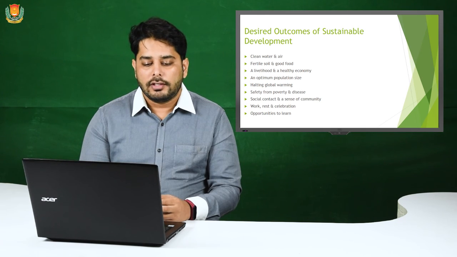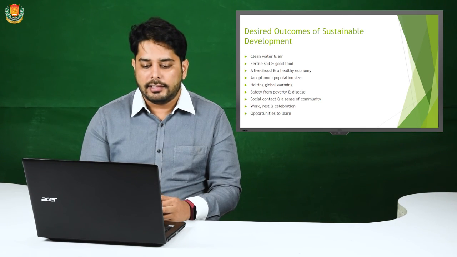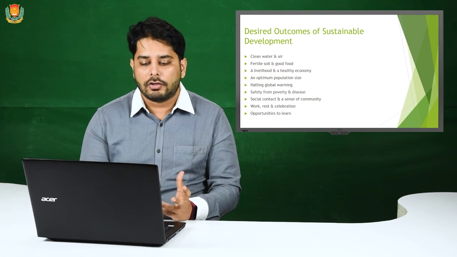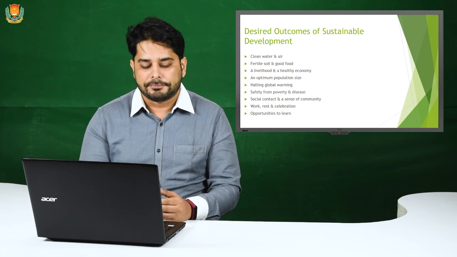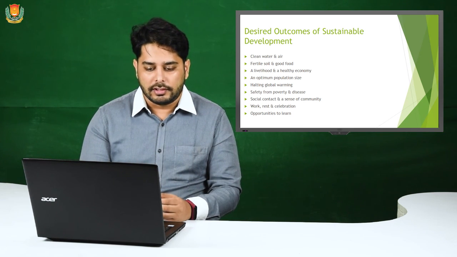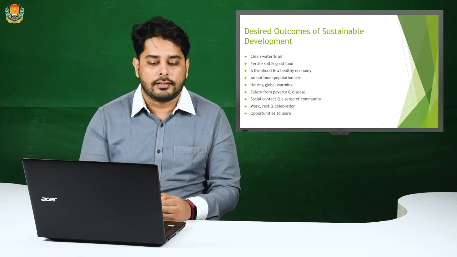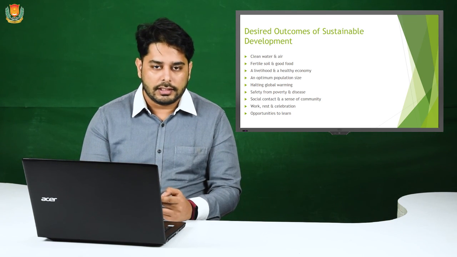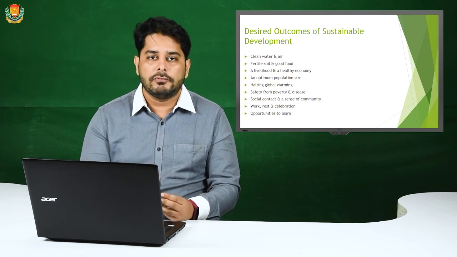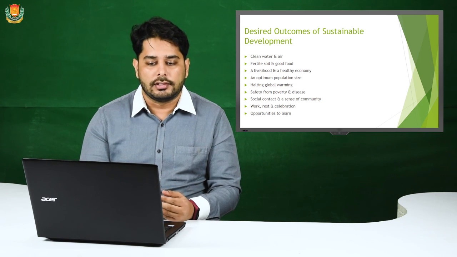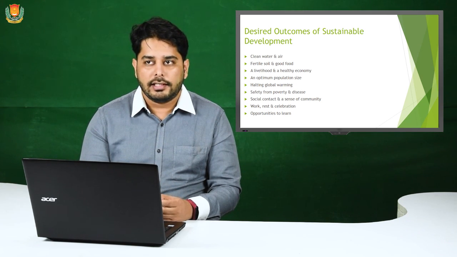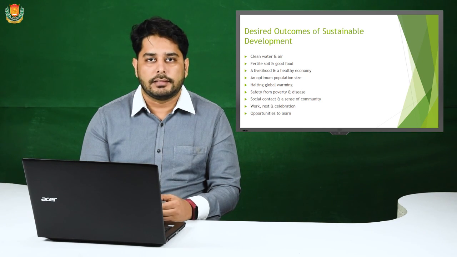Then we also want social contact and a sense of community. We should be a part of a community. We should be in contact with our social peers. That is what we want. Then we want work, rest as well as celebration. We want to work, we want rest with work, and then we want to celebrate our life. And we also want opportunities to learn. So this is what we desire from sustainable development.